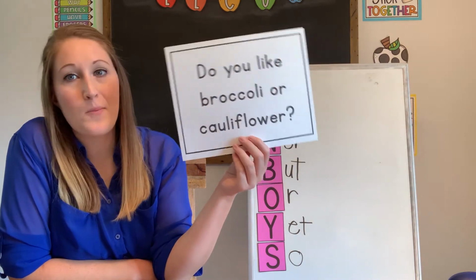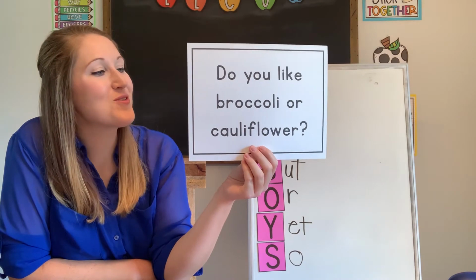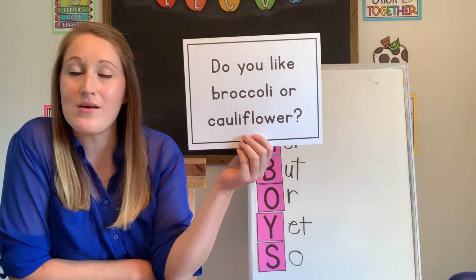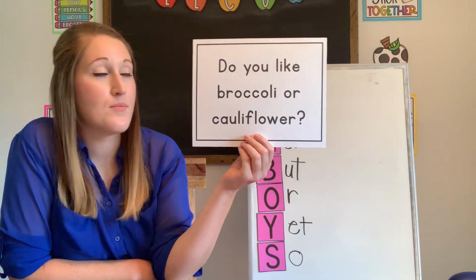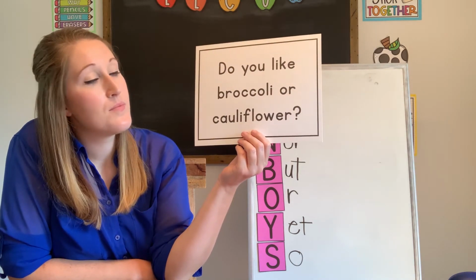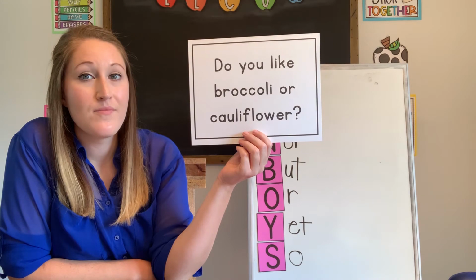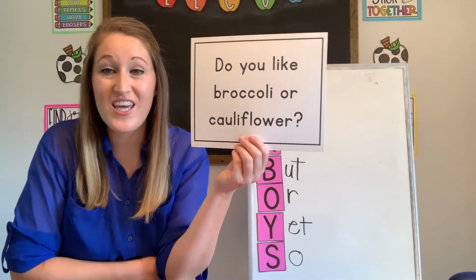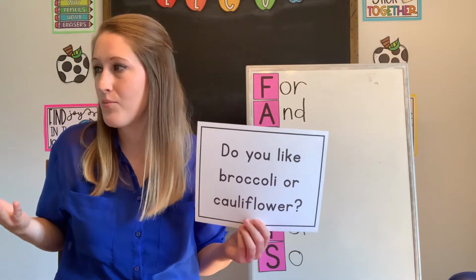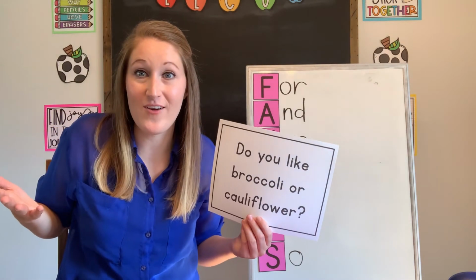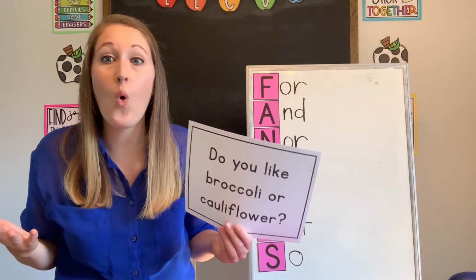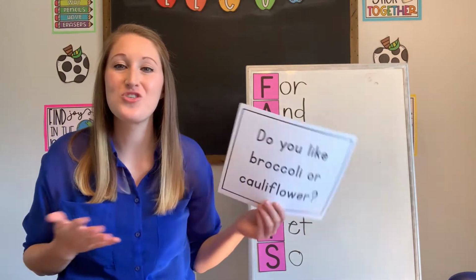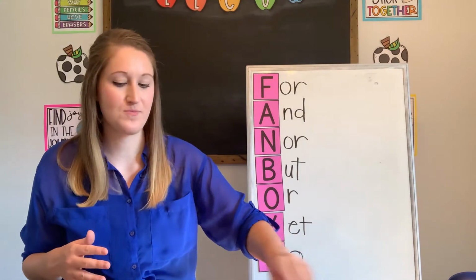All right, let's look back at the grammar. Do you see a conjunction in this sentence? Do you like broccoli or cauliflower? Good, or, right? We're giving that choice. Broccoli or cauliflower, right? Berries or cheese, right? We're getting to choose between the two. Very good.